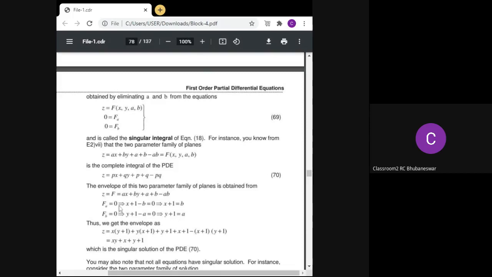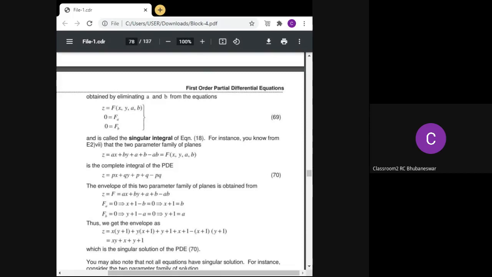So here z has been represented. We calculate the partial derivative of F with respect to a and equate it to 0, and we have the relation x plus 1 equals b. Similarly, we calculate the partial derivative of F with respect to b and equate it to 0. By solving this, we get y plus 1 equals a. So now we can assign the value a equals y plus 1 and b equals x plus 1 in place of the parameters a and b in the complete integral.